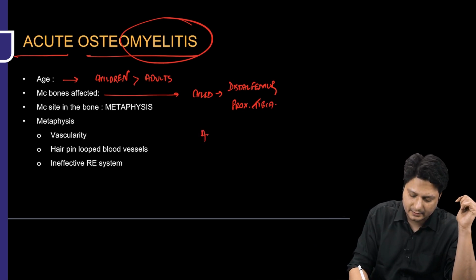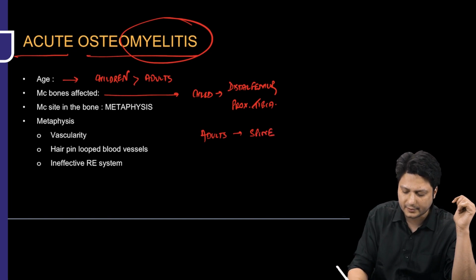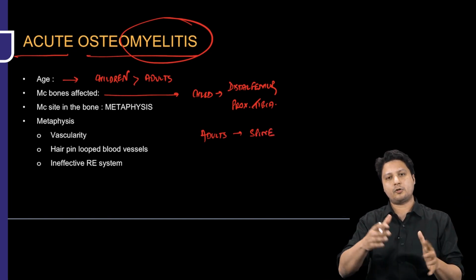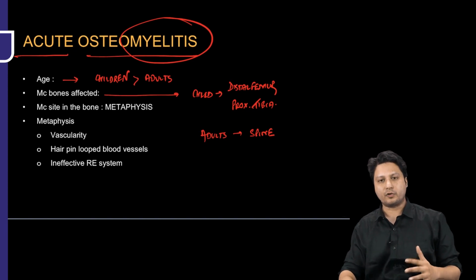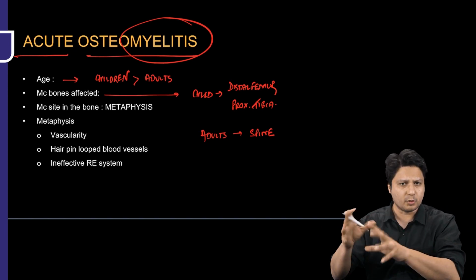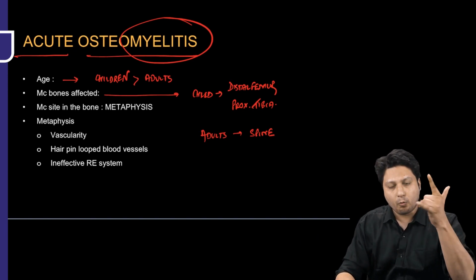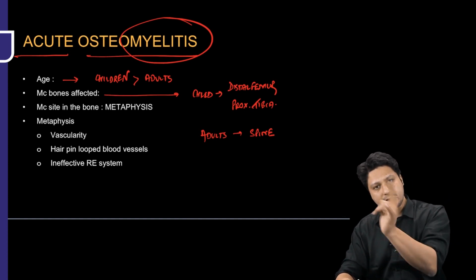All right. So these are the most common sites in case of a child, while in case of adults, the most common site is the vertebral column, that is the spine. So the vertebral column is the most common site in adults, while in children the distal femur and proximal tibia are the most common sites. Next. Now, what is the most common site to be affected in a single bone?